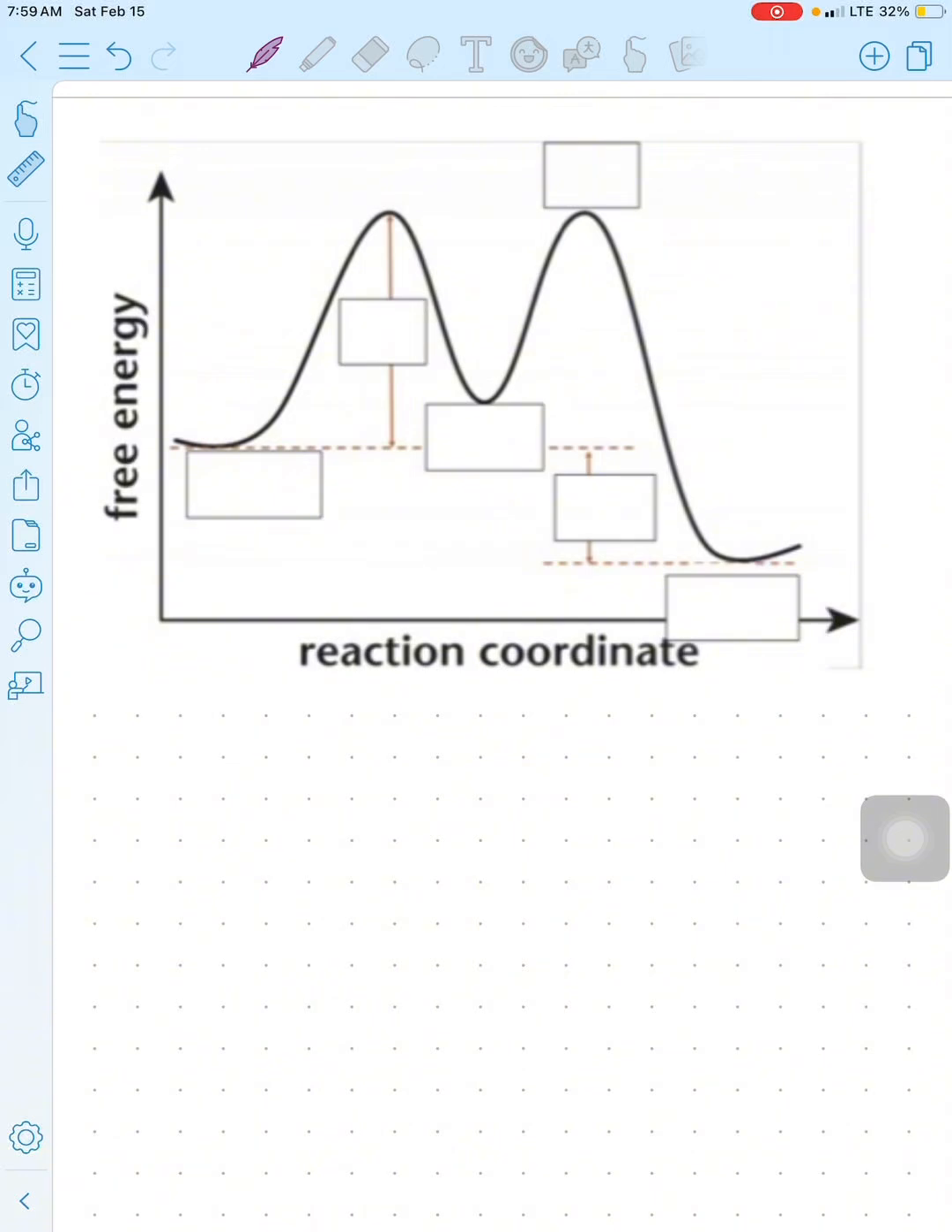Starting off, the first part I want to talk about is the activation energy, which is right here. This little gap in between shows where the activation energy starts and where it ends. This little dotted line right here shows where the original energy was, and where it is going to end up.